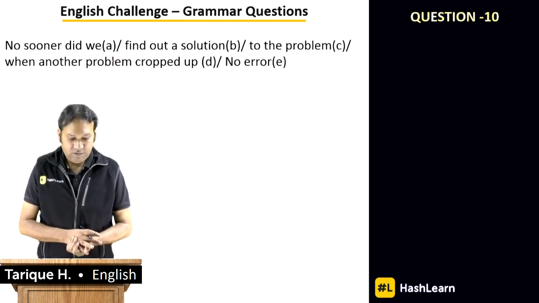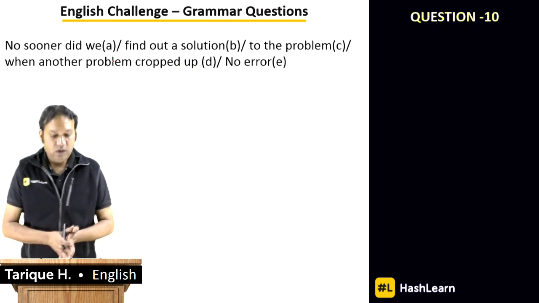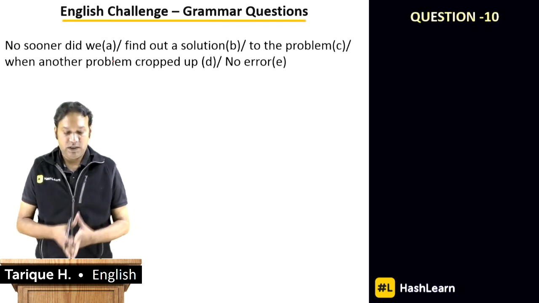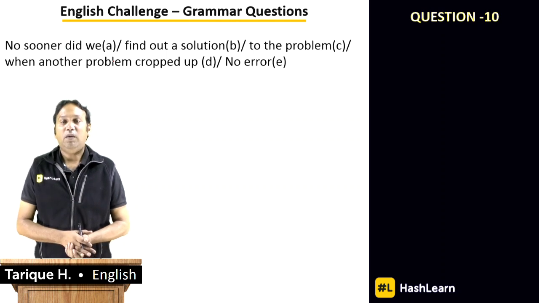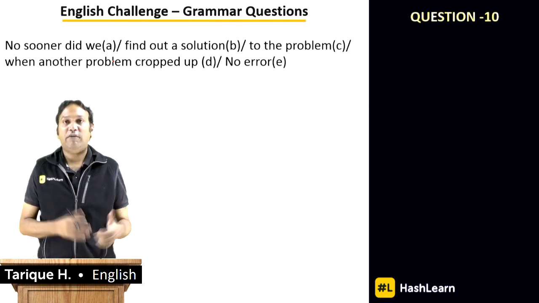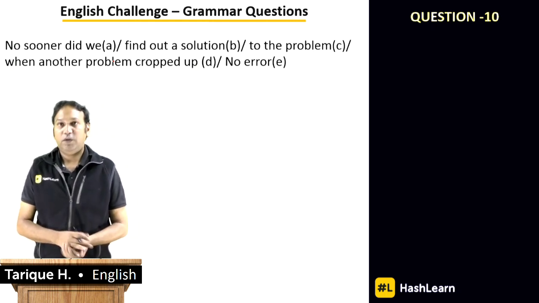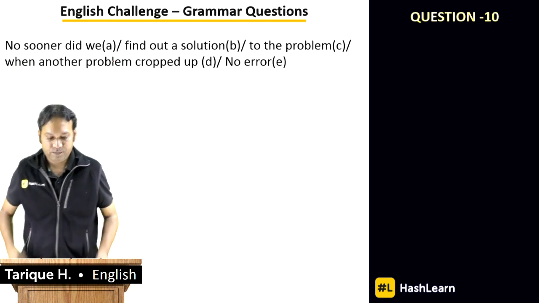No sooner did we find out a solution to the problem when another problem cropped up. What will be the right answer for this question? Is it A, B, C or D? Look at the usage of no sooner and try to recall what we use with no sooner. Do you know the structure of how to use no sooner in a question?